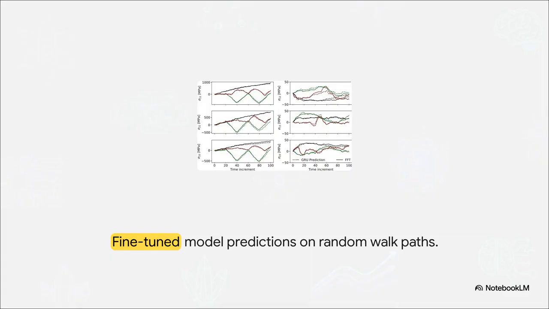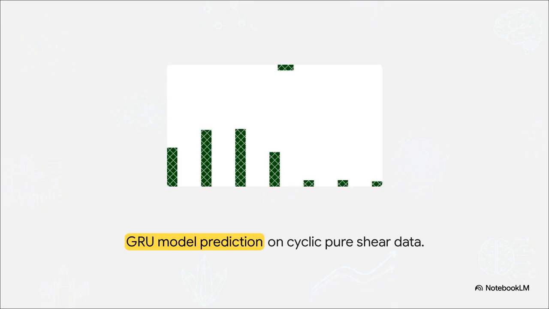This right here is the ultimate test. These graphs represent completely unseen, highly complex, random walk strain paths. The solid lines, black, red, and green, are the true high-fidelity FFT target stresses. The dashed lines are the predictions generated by our newly trained GRU surrogate network. Look closely at how those dashed lines lock almost perfectly onto the solid lines across all 6 stress components. It's seriously impressive. The network successfully took the general knowledge from the low-fidelity data and adapted it seamlessly to the high-fidelity physics.